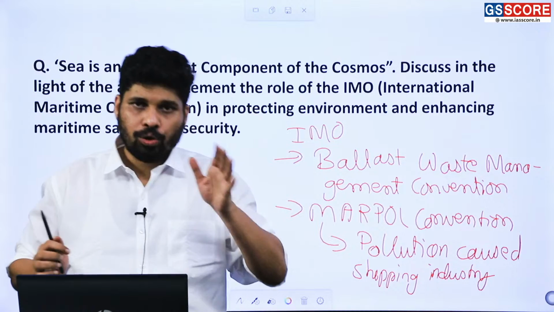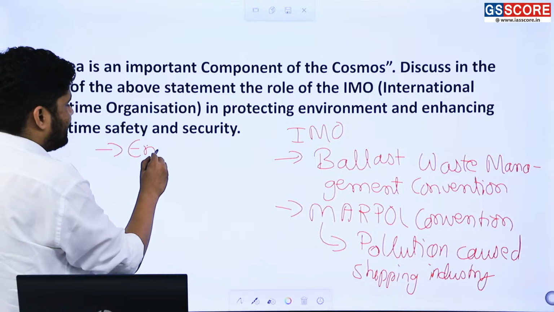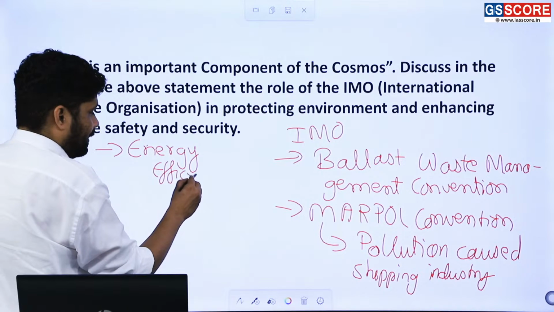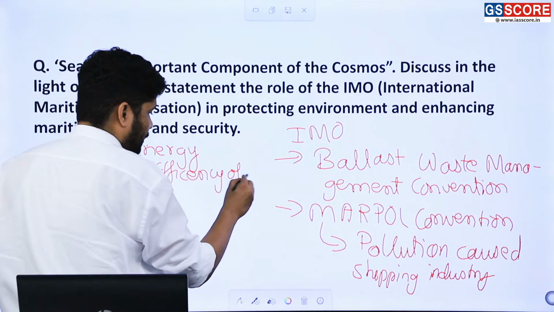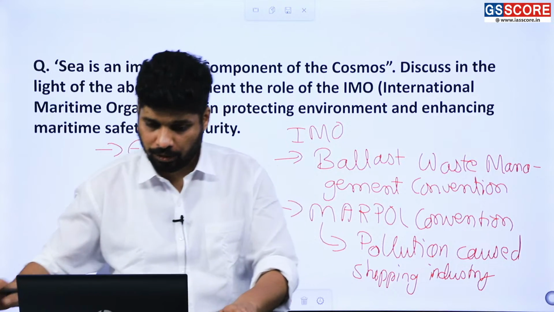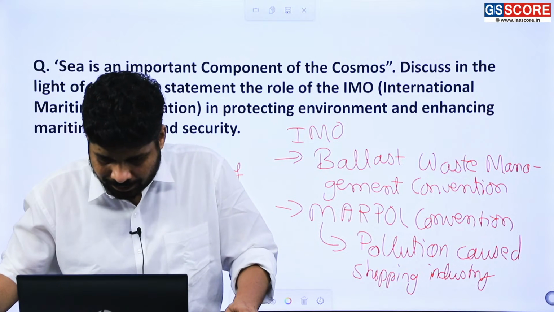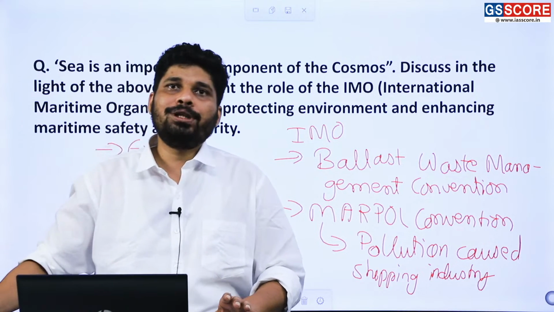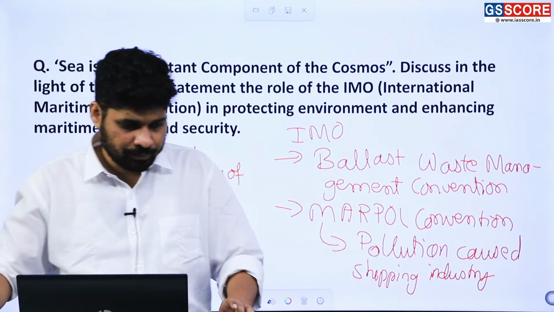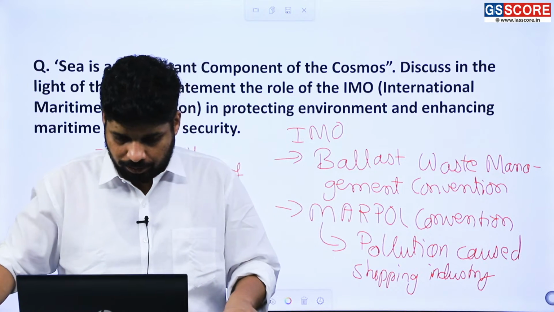It has also moved towards better energy efficiency of ships. It is also looking into better energy efficiency of ships, leading to less exploitation of water bodies around the world. So it has come up with energy efficiency regulations, which will basically control the way in which waters of the world are used.